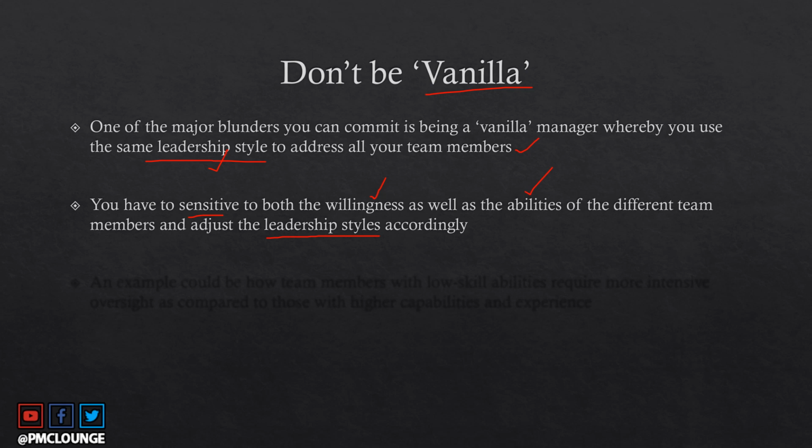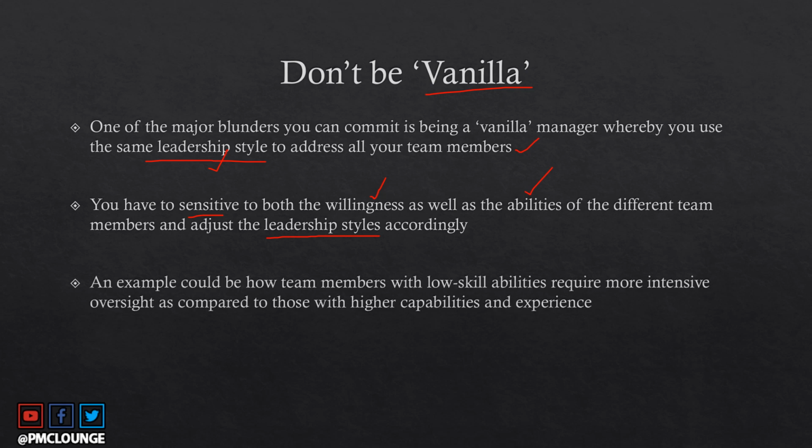What do I mean when I say all this? Let's take an example. If there are team members that have low skill abilities and are very less experienced, they require intensive oversight of their work, and they will actually be happy if you are always present and help them throughout the course of their project. But if you compare this with team members that have higher capabilities and experience, then if you are always there, looking around at the kind of work they are doing and the kind of deliverables they are producing, this intensive oversight might seem like micromanagement to them. This is the reason why you have to change your leadership style based on the kind of team member you are dealing with. So don't be vanilla, don't be the same to every single one of your team members.